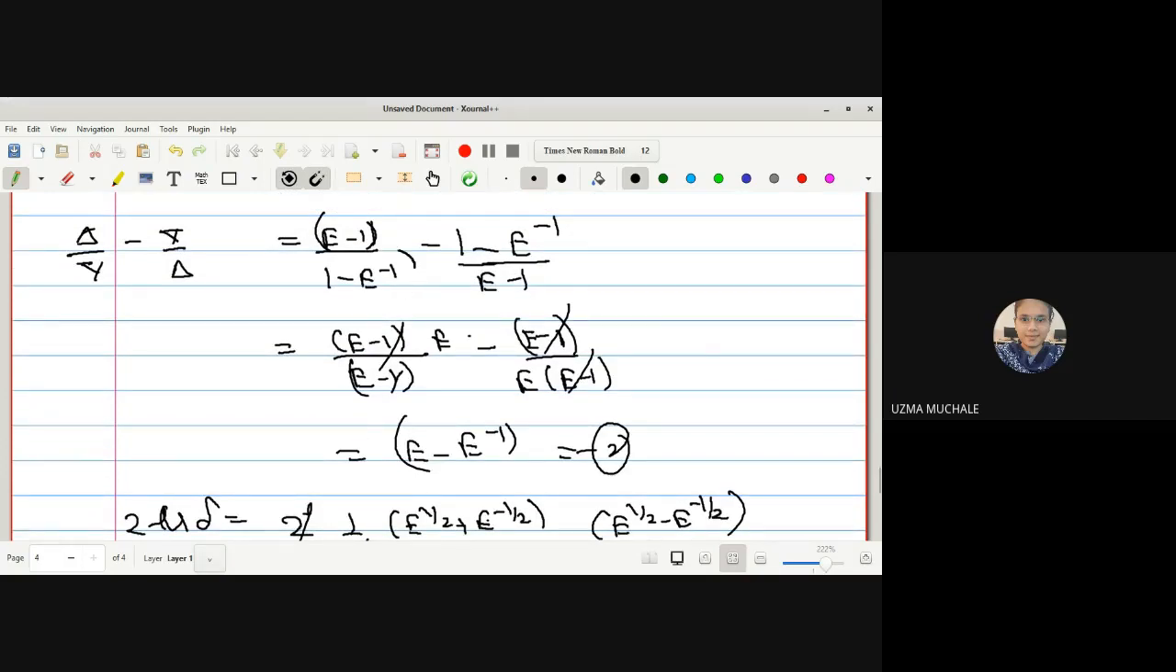Have you understood this step? 1 minus e raised to minus 1, that is 1 minus 1 upon e. Simply you have to multiply by e and you will get the result. This will be e minus 1. Here it will be e.